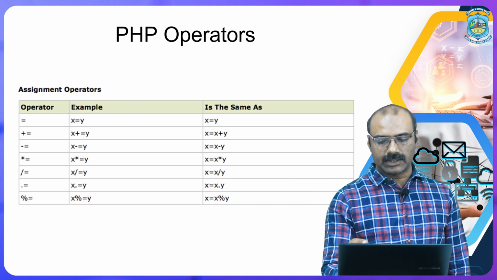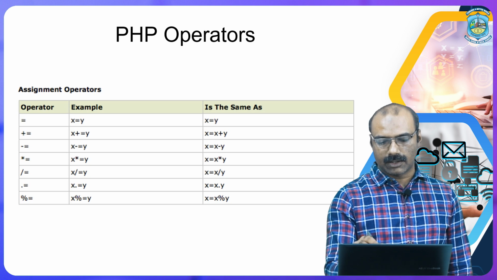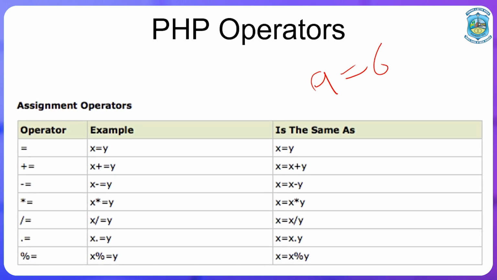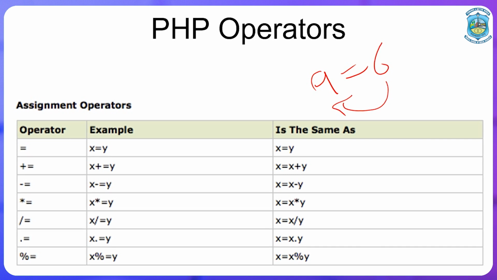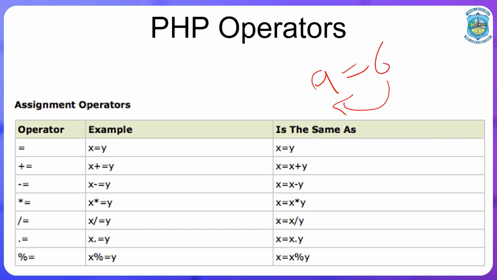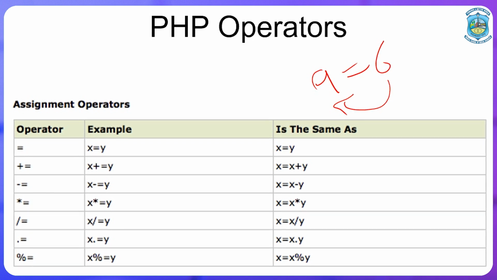Next is the assignment operator. As we have already discussed, if you write A equals 6, it means we are assigning some value to a variable. Then plus equals, minus equals, multiply equals, divide equals, dot equals, and so on. We can see the use of all these operators in the coming slides.